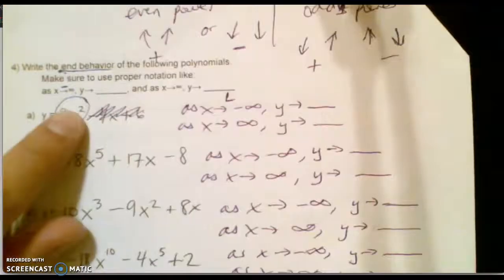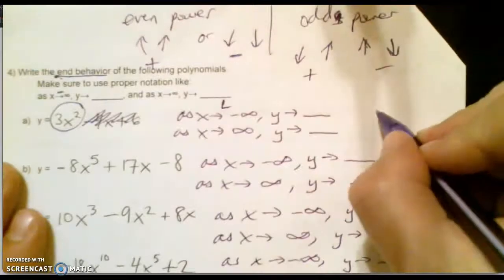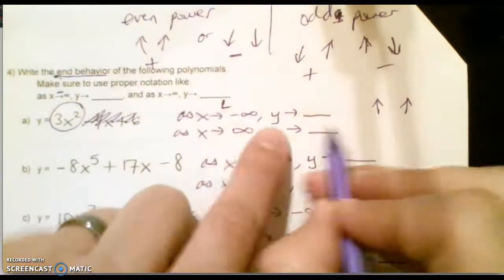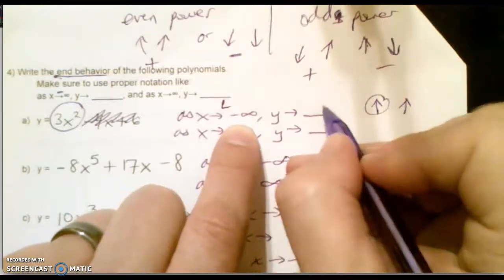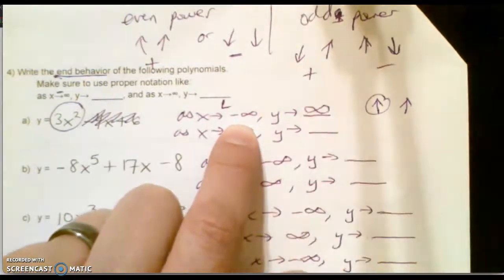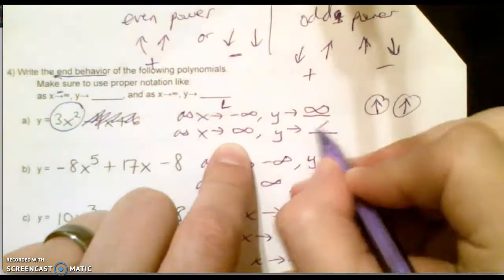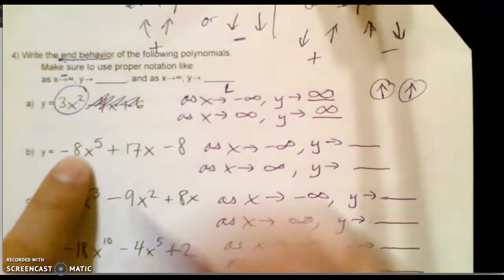So you look at this, even power and positive, both ways my graph goes up and up. Now I got to be able to say that in math terms, which is as x goes left, what does it do? Goes up forever. Guess what? I got a math number for that. There's up forever. As x goes right, looks like this, goes up forever. Positive infinity.